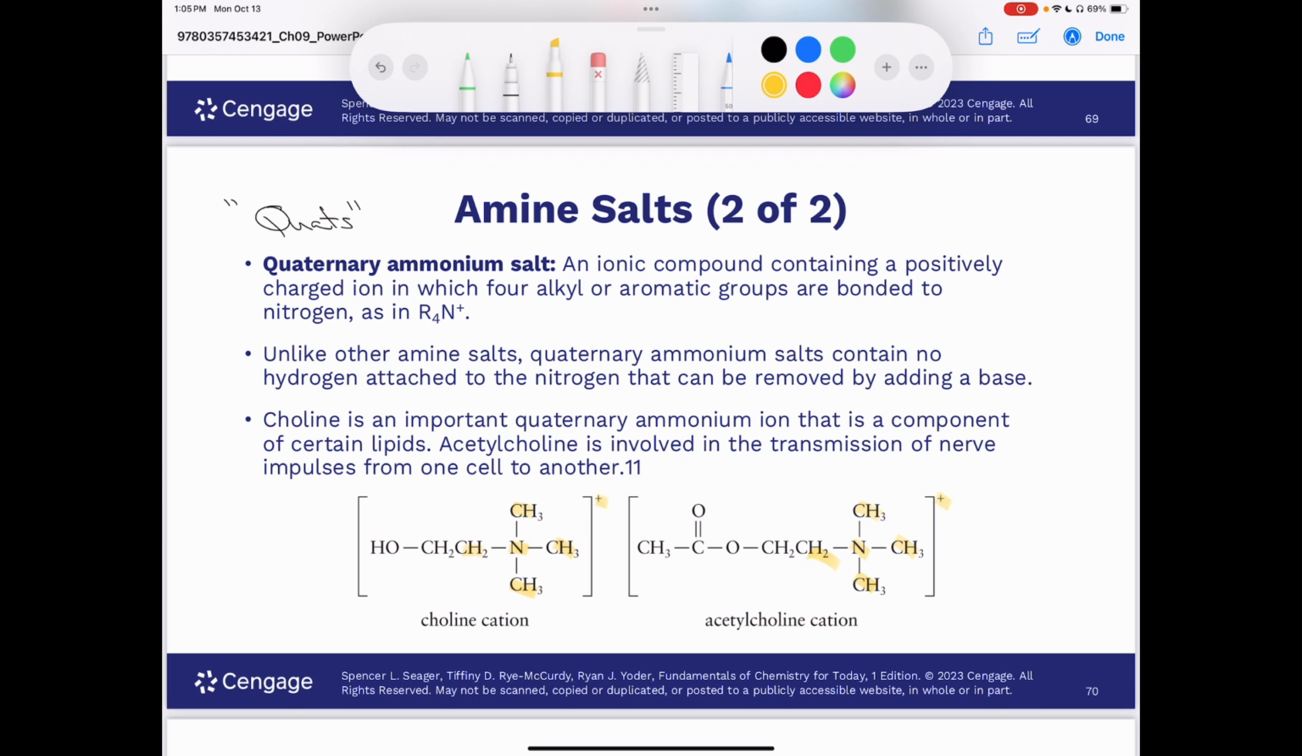Now, unlike other amine salts, quaternary ammonium salts contain no hydrogen attached to the nitrogen that can be removed by adding a base. And choline is an important quaternary ammonium ion that is a component of certain lipids. Acetylcholine is involved in the transmission of nerve impulses from one cell to another.